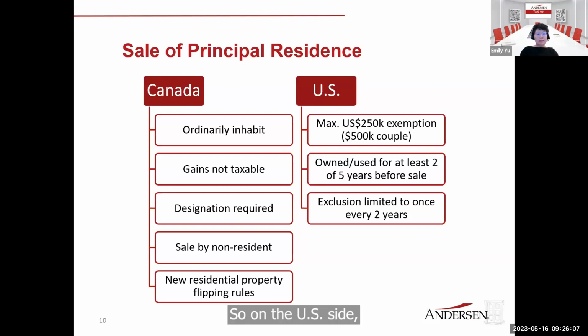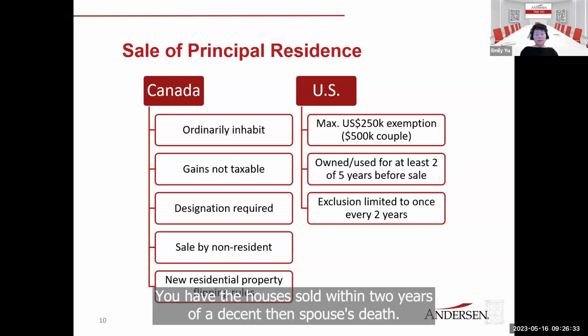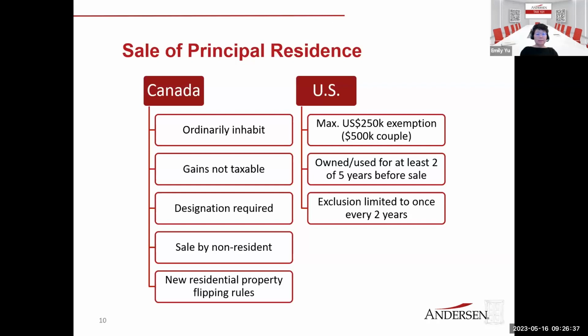On the U.S. side, when a person sells a principal residence, he can exempt up to $250,000 of gain. This is in US dollars. A couple co-owning the property and filing jointly can exclude twice as much, so $500,000 US. Now, a surviving spouse can also be eligible for the higher threshold if the house is sold within 2 years of the deceased spouse's death.